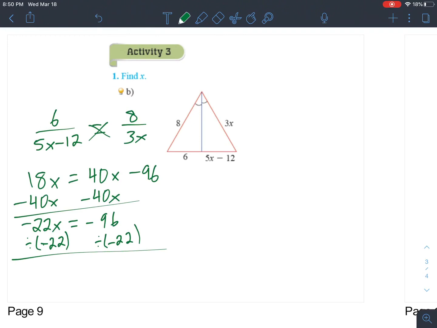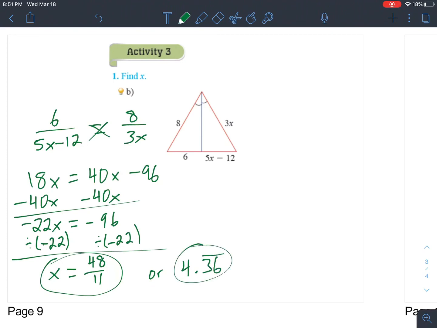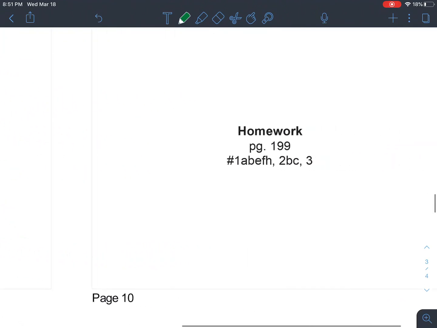So negative 96 divided by negative 22. Yep, that doesn't divide evenly. The best that we can do, if we want to leave it as an improper fraction, we would have 48 over 11. Otherwise, it is also 4.36 repeating.